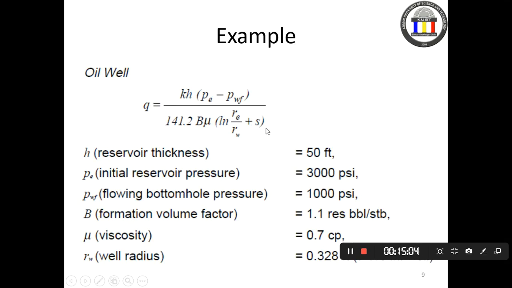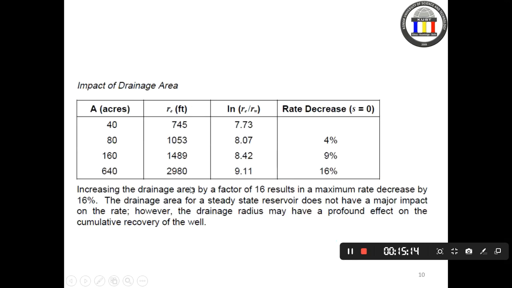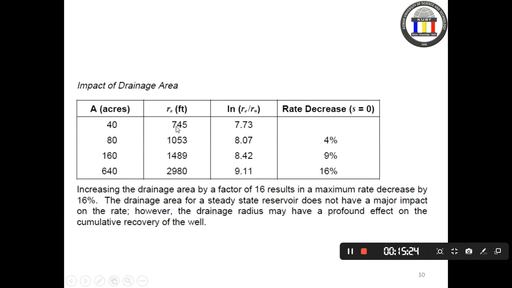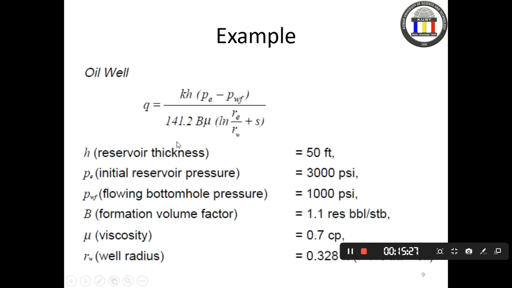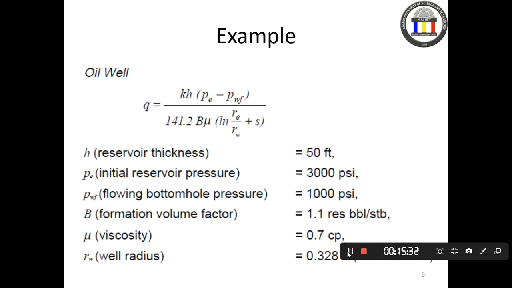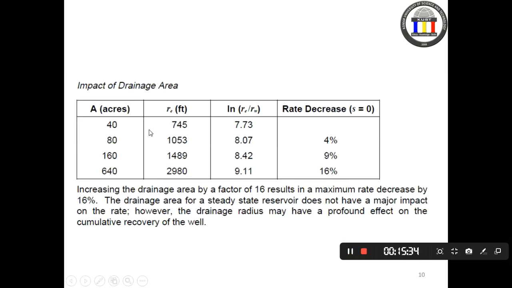We have an equation to calculate the flow rates. We have thickness, initial pressure or flowing pressure, formation volume factor, viscosity, and wellbore radius. We put them in. Now let's look at the impact of the area, the permeability, and the skin. First of all, we keep everything the same. We just change the value of the area here. Area can be changed when you change the external radius in feet.